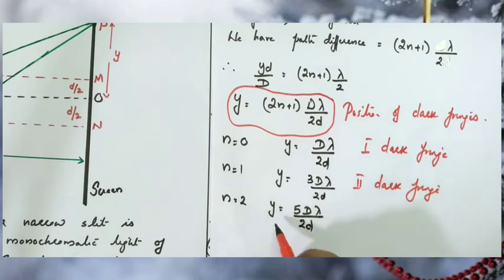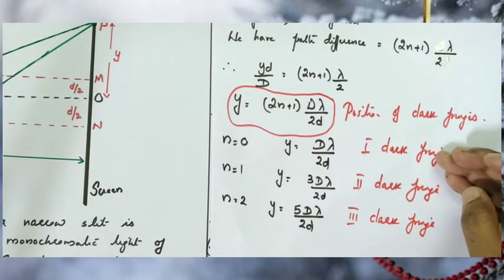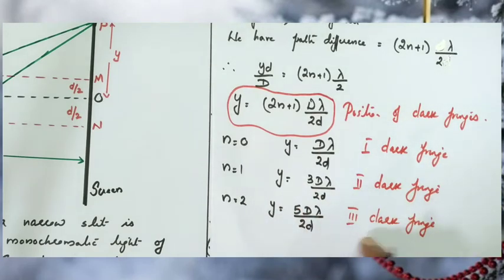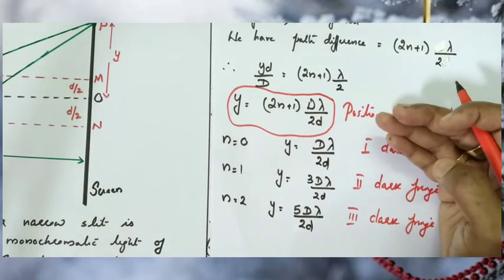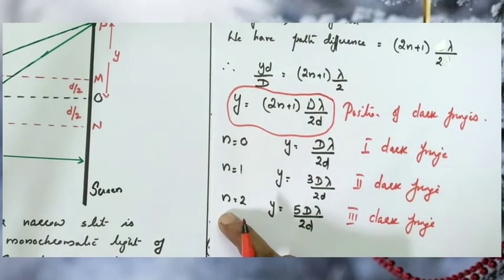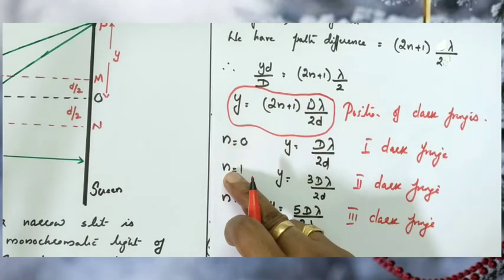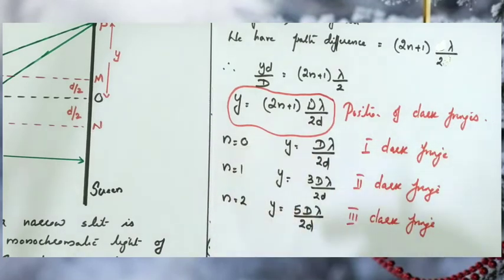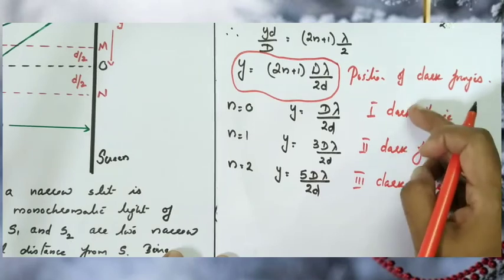N equal to 2, y equal to 5 D lambda by 2d, is the position of the third dark fringe, and so on. So if you want to find the third dark fringe position, you have to put n equal to 2. Okay, don't get confused. If you want to find the position of the fifth dark fringe, we have to put n equal to 4. If you want to find the second dark fringe, you have to put n equal to 1. Clear? First dark fringe means n equal to 0. Clear, children?